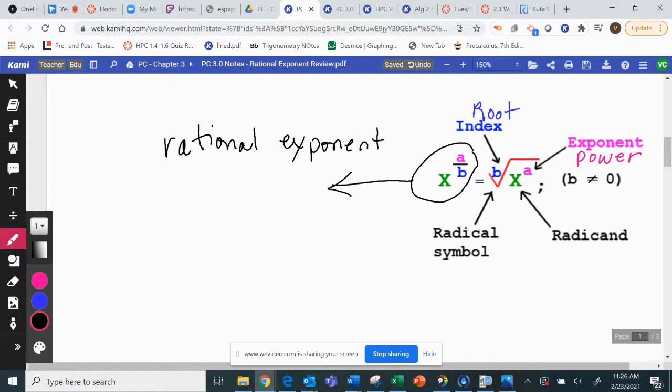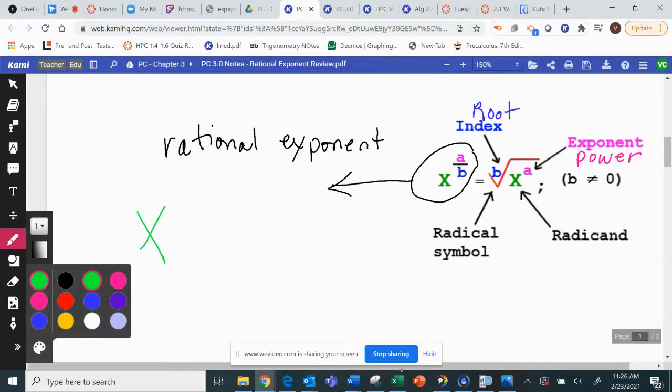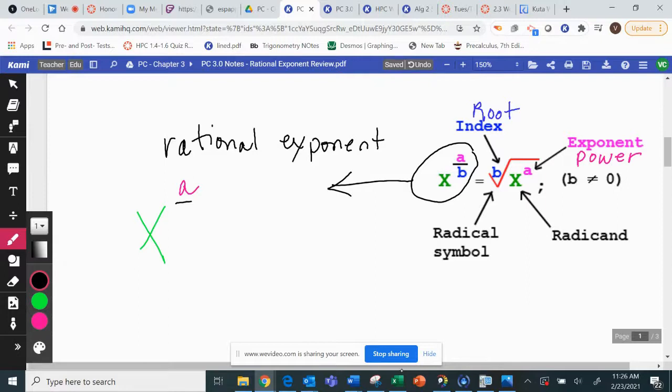So I'm just going to write it over here because I didn't leave myself a lot of room on that side. But we've got x to the a over b. And the b is the root. And the a is the power.